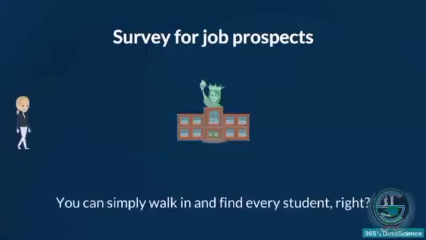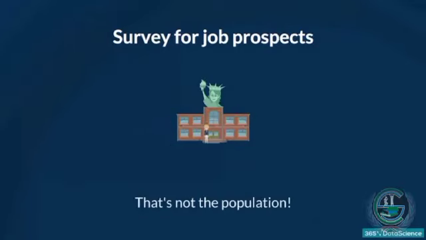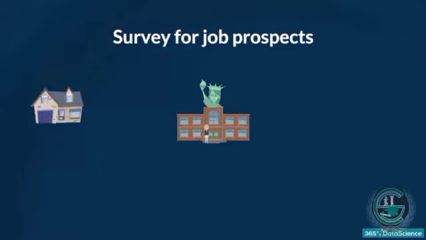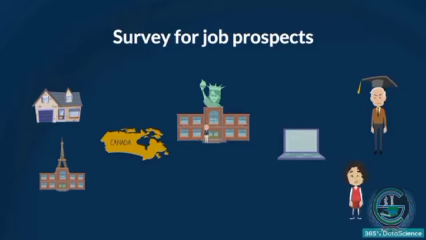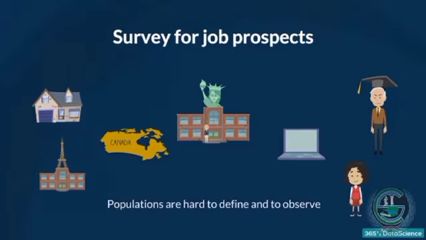You can simply walk into New York University and find every student, right? Well, probably that would not be the population of NYU students. The population of interest includes not only the students on campus, but also the ones at home, on exchange, abroad, distance education students, part-time students, even the ones who are enrolled but are still at high school. Though exhaustive, even this list misses someone. Point taken. Populations are hard to define and hard to observe in real life.